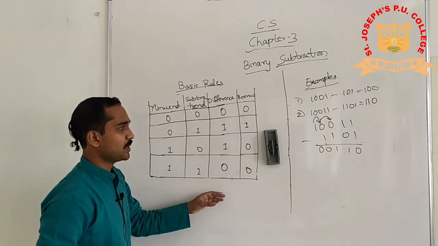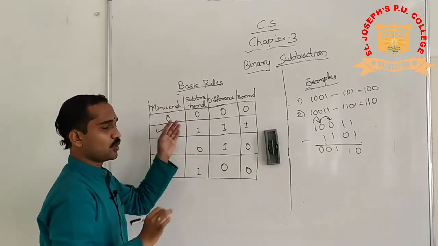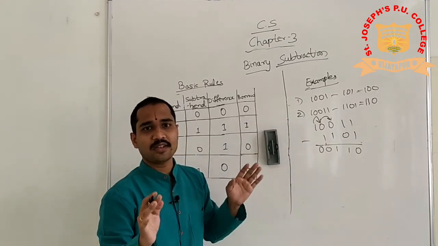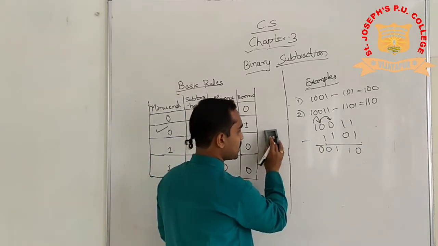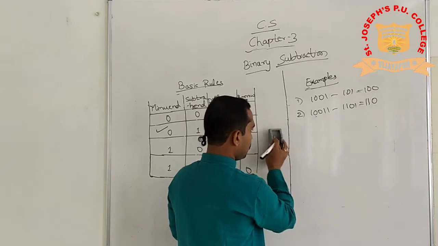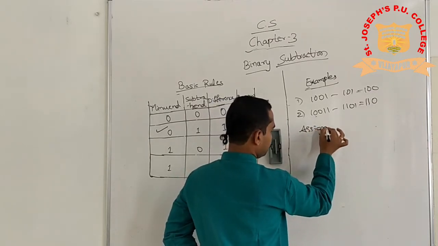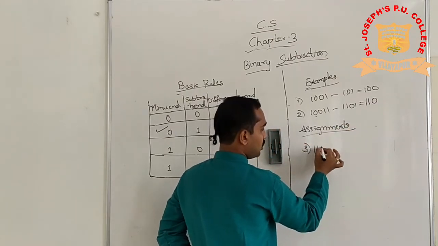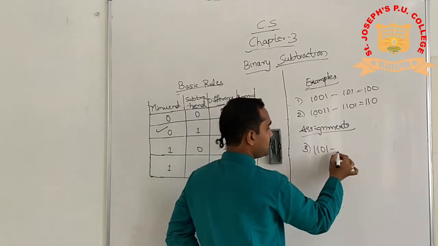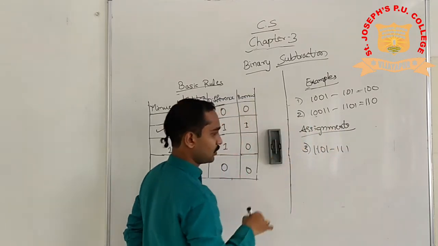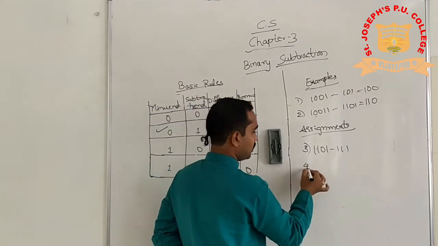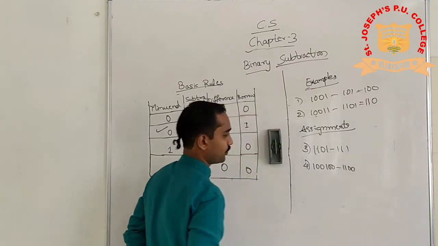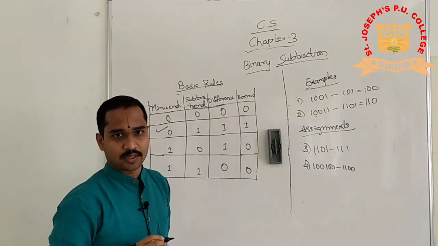Okay, just follow these basic rules. Only this will confuse you. Please go slow, rewind the video, see it correctly and try to find the answer. Okay, shall I give some assignments from this? Okay, the assignments given. Say 1101 minus 111. Fine, try to find the answer for this. Then 100100 minus 1100. Okay, try to find the answers for these things.